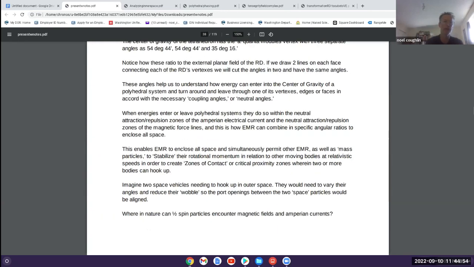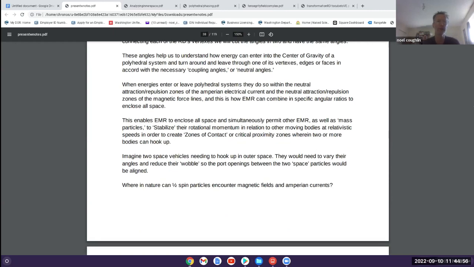Notice how these ratios are similar to RD. So these angles help us to understand how energy can enter into the center of gravity of a polyhedral system and turn around and leave through one of its vertexes, edges, or faces in accord with the necessary coupling angles or neutral angles. When energies enter or leave polyhedral systems, they do so within the neutral attraction repulsion zones of the Amperian electric current and the neutral attraction repulsion zones of the magnetic force lines. This is how EMR can combine in specific angular ratios to enclose all space.